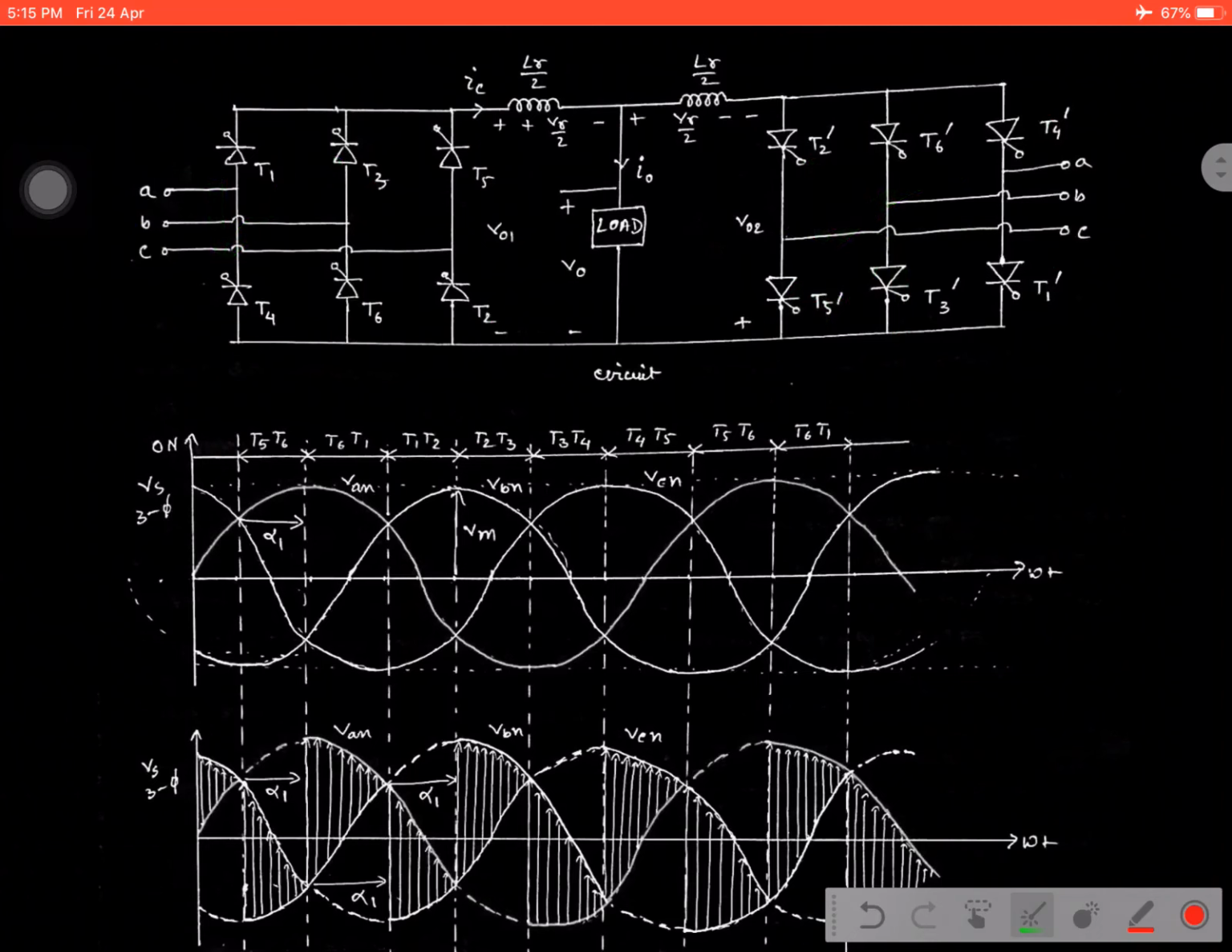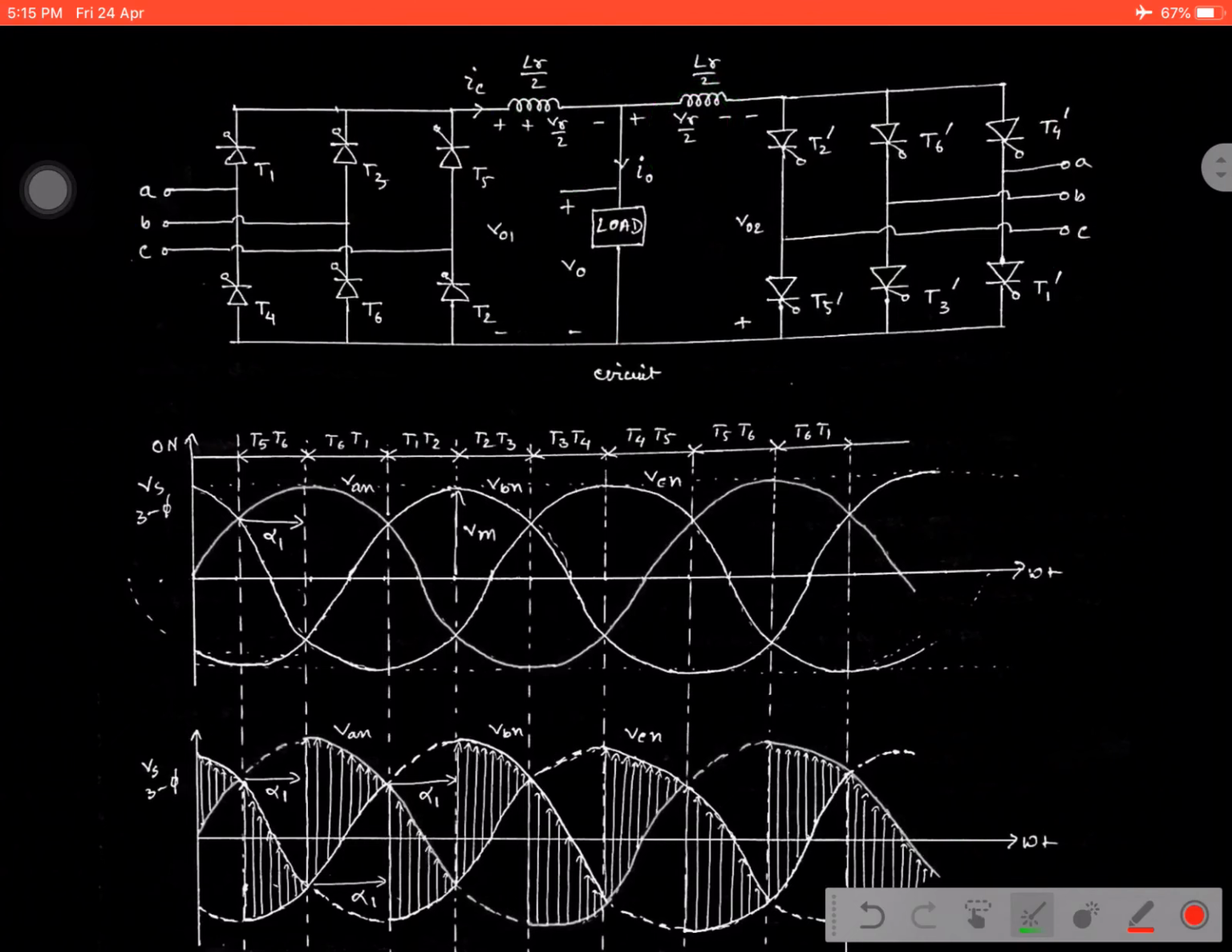The load is a highly inductive load, and there is a reactor. The reactor is split so that the first part is LR by 2 and the second part is LR by 2. The voltage appearing across the inductors is VR by 2 and VR by 2, both the same. Okay, now see how it can work.